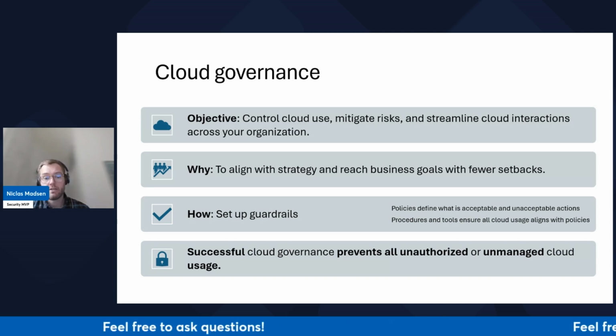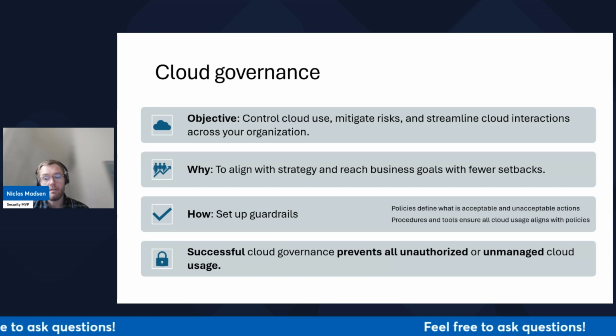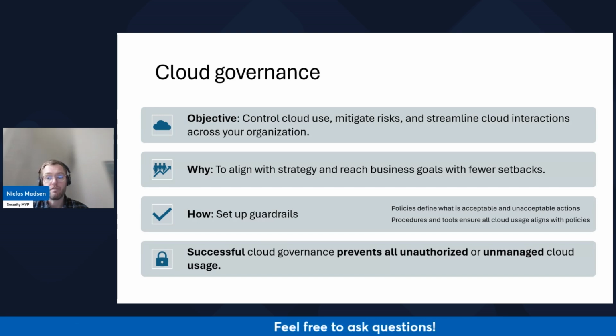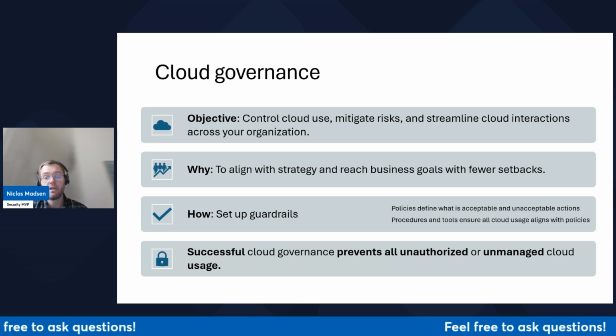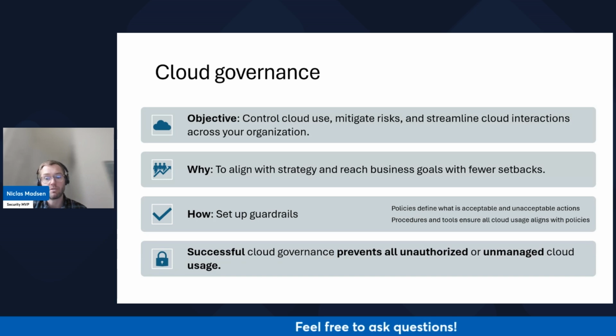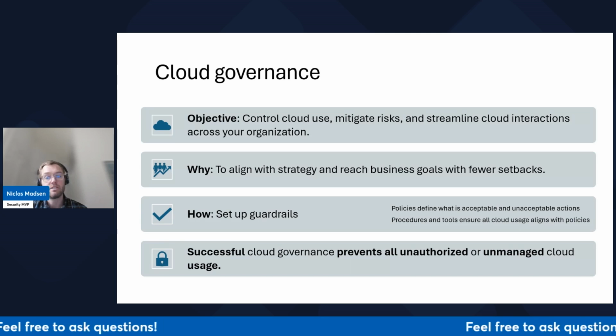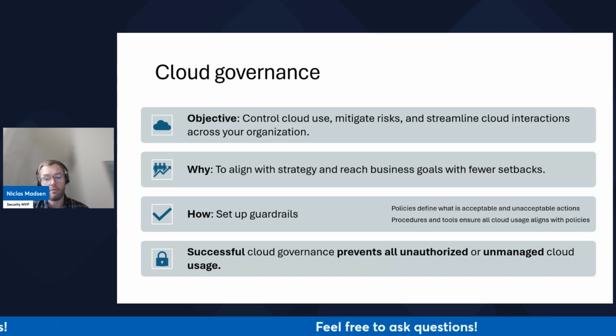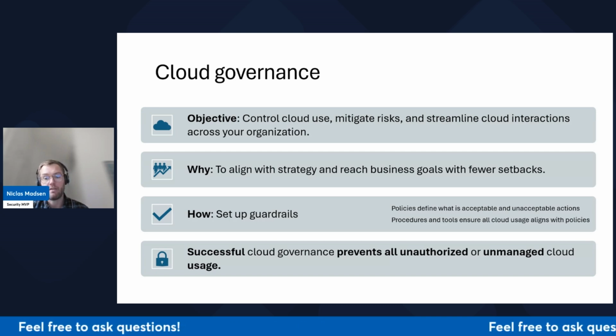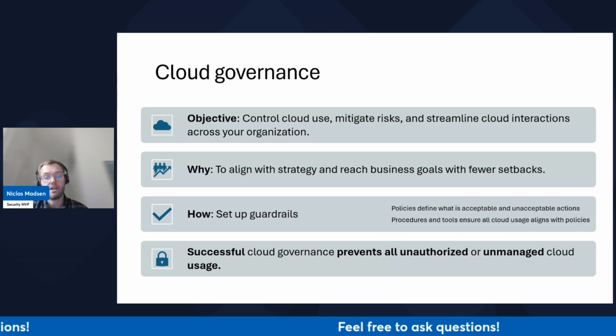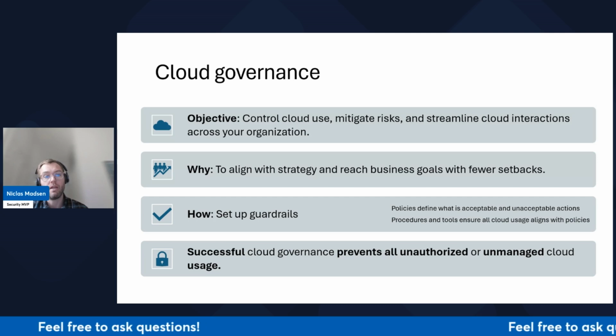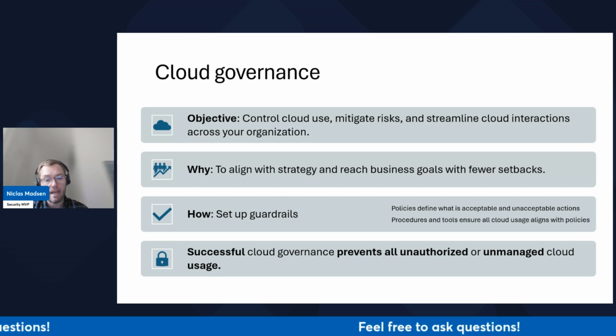How do we do that? So we have to set up guardrails. And these guardrails can be policies, procedures, or tools. It's really all about establishing some kind of control. It can be preventative controls, administrative controls, and so forth. That's not so important right now. What's important here is that successful cloud governance really prevents all unauthorized and unmanaged cloud usage. So that's the goal we are aiming for. We need to control everything that is happening and can happen in our cloud environment.